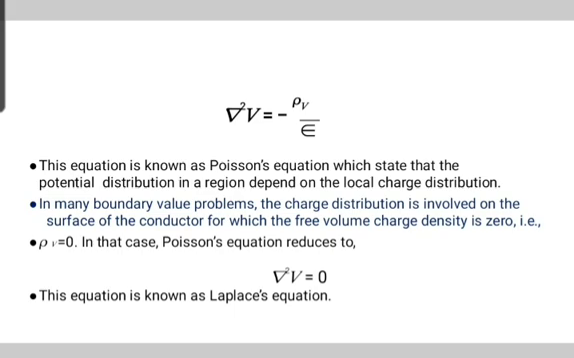In many boundary value problems, the charge distribution is on the surface of the conductor, for which the free volume charge density is 0. So rho V is 0. In that case, Poisson's equation reduces to del squared V is 0, as rho V is 0, and it is Laplace's equation. So del squared V is equal to minus rho V by epsilon is Poisson's equation, and del squared V is equal to 0 is Laplace's equation.